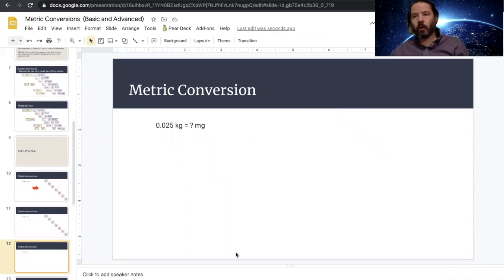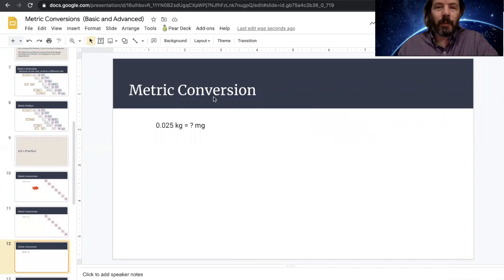Okay, we're going to try one more, but this time I'm not going to give you the ladder. You're going to have to take a look at your notes and do it from there. So just notice that I switched the base unit. We're not using meters. We're using grams this time. It shouldn't make a difference. Grams is the base unit. So go ahead and pause it and try this one.